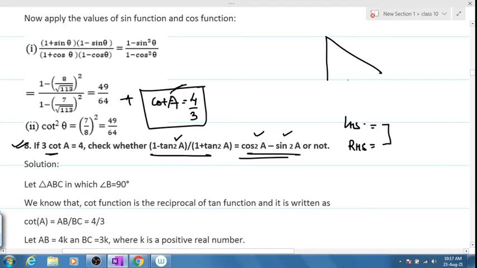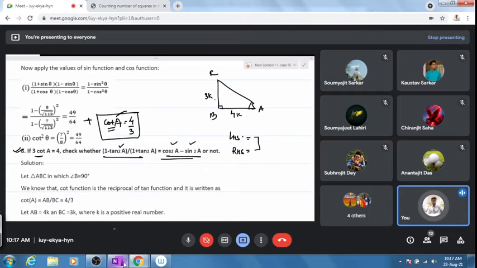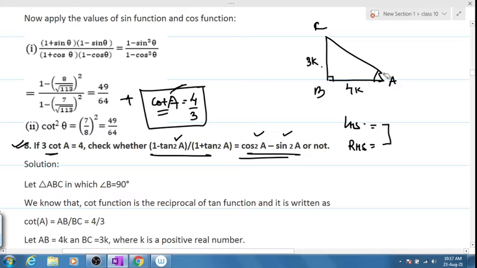First thing we will do out here is draw a triangle. Let this be A, C and B. Is it clear? This is our angle A. So according to this, is this 4K and 3K? Please don't ask me, sir, how? Does anyone have any problem in this? Please confirm. By Pythagoras theorem, can we get this quantity as root 25 or 5K? Yes or no?